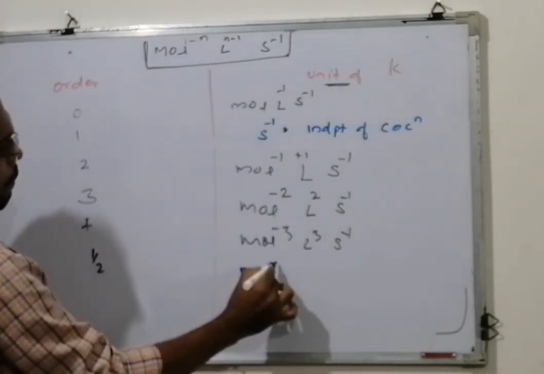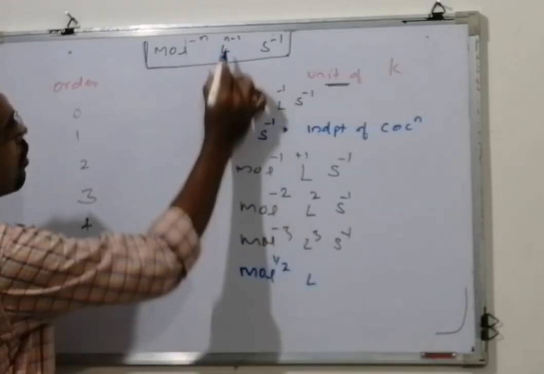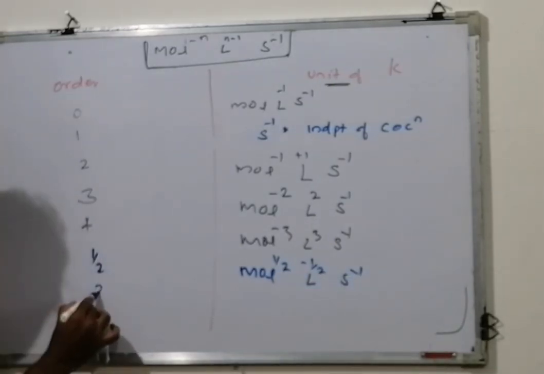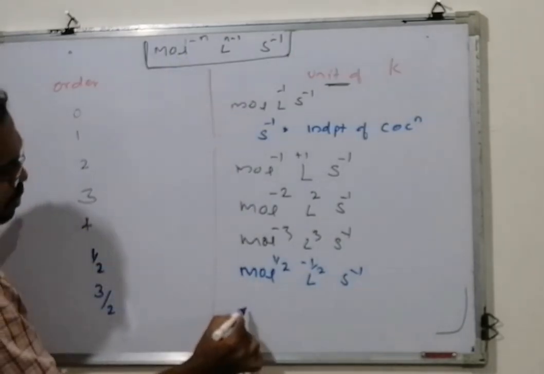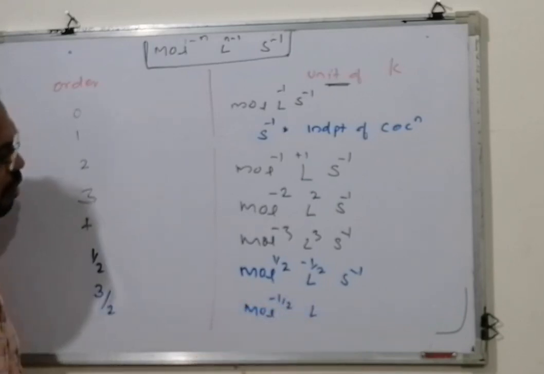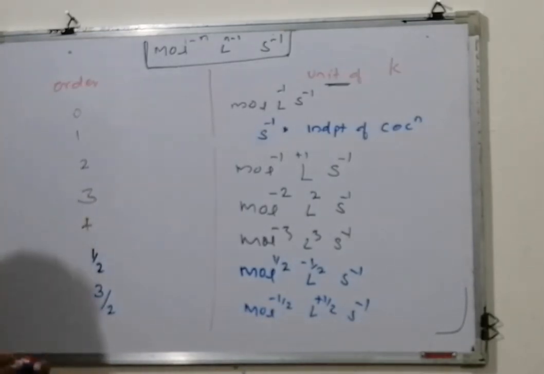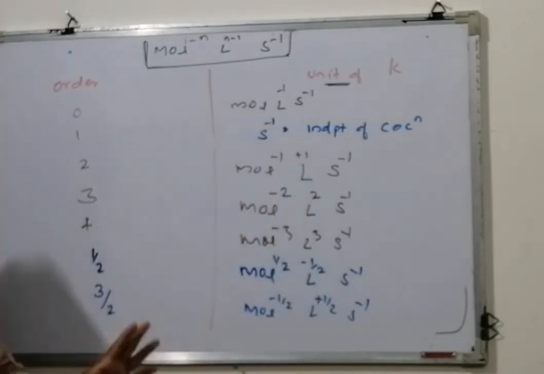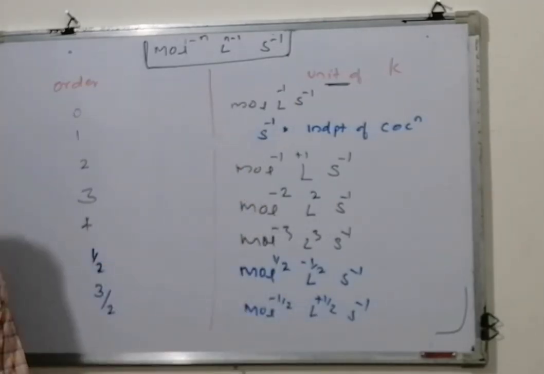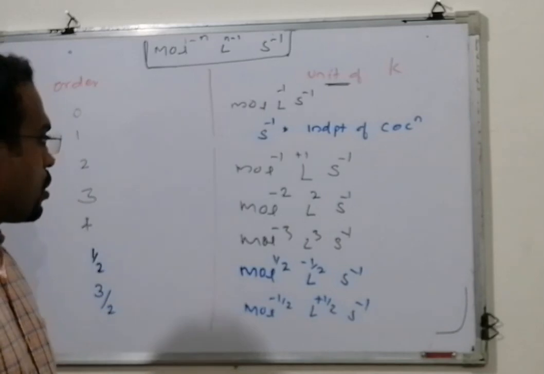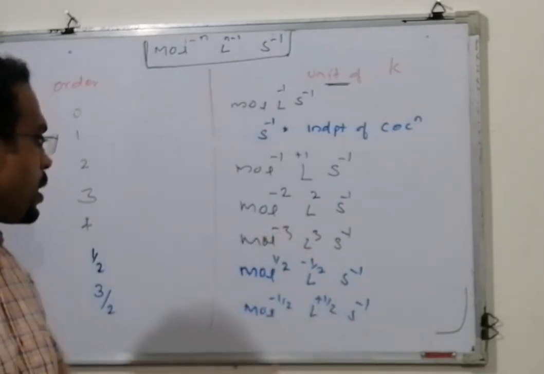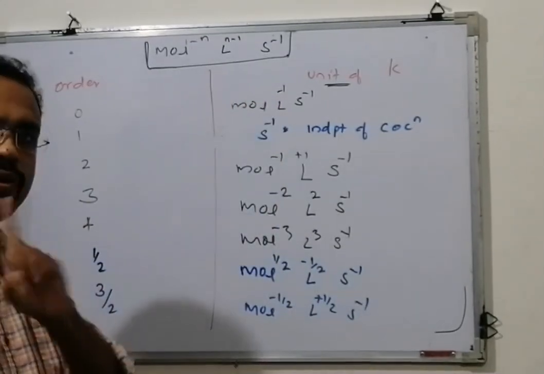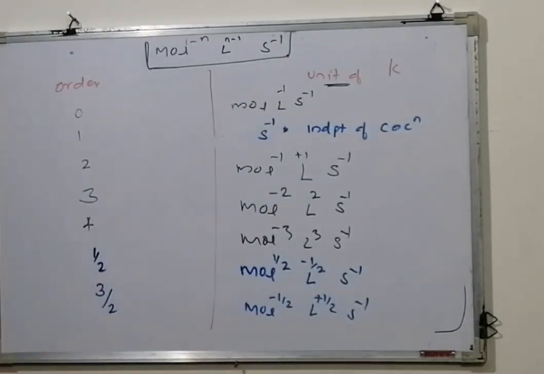If it is 3 by 2, then n is 3 by 2, therefore mole to the minus half, liter to the plus half, second to the minus 1. Okay, do you get an idea? Plus and minus: minus 2 plus 2, minus 3 plus 3, minus 1 plus 1, and for zero order, plus 1 minus 1. When you select the unit in a multiple choice question, it is very easy. Whatever number is on mole, that magnitude will be on liter with the opposite sign. That is matching. Be very careful with the sign. This is the unit of rate and rate constant.